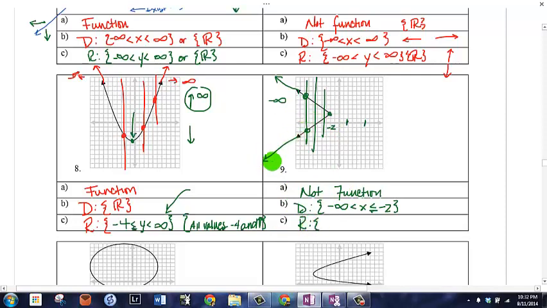So let's do the range. In the range, you'll notice that this arrow is going down. So it's going to go down to -infinity. And this arrow is going up as well to the side. So it's going to positive infinity. So this is going to be all real numbers.